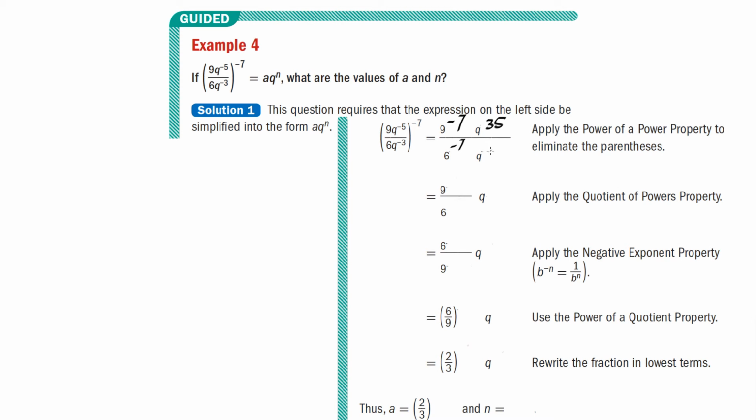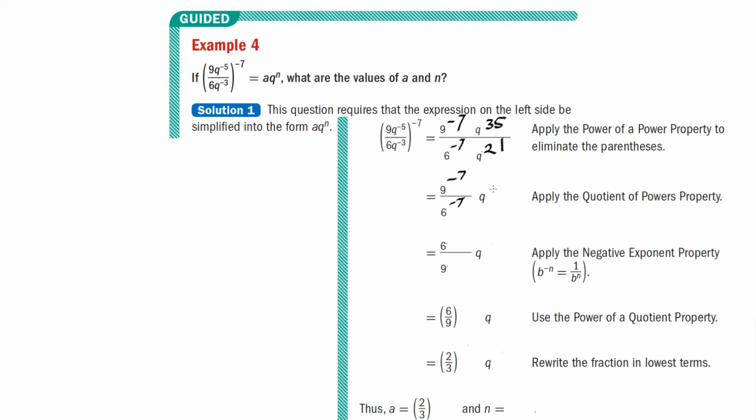So I want to apply the quotient of powers property. This is still 9 to the negative 7th because these bases are different, but the base for q is the same. So I subtract 21 from 35 and I get q to the 14th power.